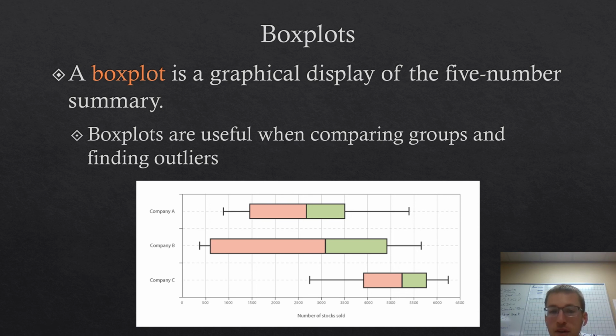Then this red region shows our second 25% of data. So we go from 1,500 just about to 2,600. And then this green section is our third quarter of our data. This is 2,700 or 2,600 up to about 3,500. And then our top 25% are 3,500 up to about 5,400. Okay. So in this case, our IQR is 3,500 minus 1,500. Whereas if we were finding the range, that would be our maximum value of 5,400 minus about 900.